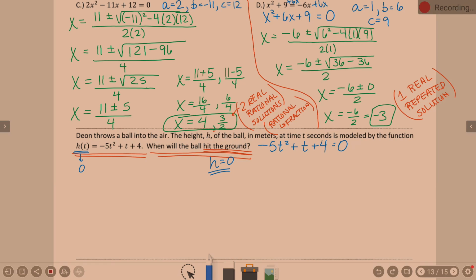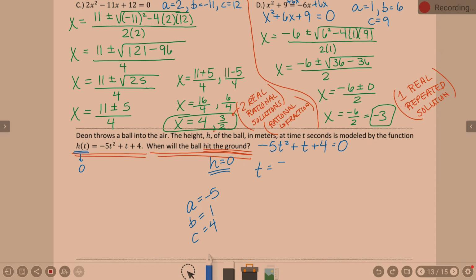Okay, so always read. If it says when will the ball be 36 feet in the sky, then make your equation equal to 36, right? You just have to read the question. If you are interested in your ABCs, A is negative 5, B is 1, C is 4. So now, instead of saying x equals, I'm going to say t equals here. Not that it's a huge deal which way you do that, but I'm going to say t equals because I'm solving for t.